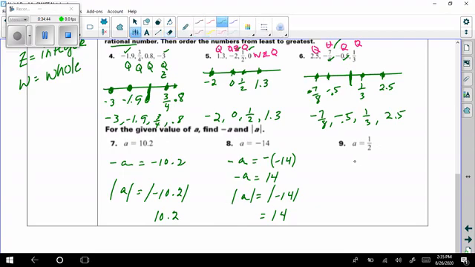And the last one, the opposite of A is equal to negative 1/2. The absolute value of A is equal to the absolute value of 1/2, which is equal to 1/2.